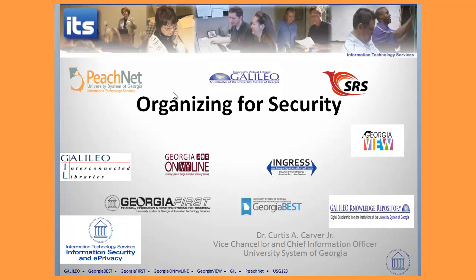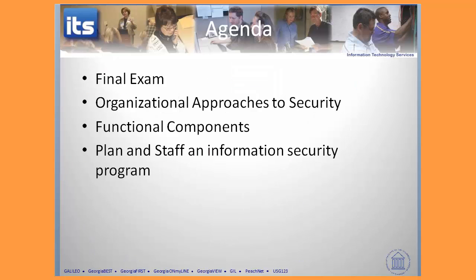And so we're now moving into Chapter 5. We're going to talk about how we build a security organization within a corporation, what the components are, and what the different models are that you can use for doing that. Here's the agenda in the overarching slideshow. I've already talked in a separate video about the final exam, and so in this video we're going to move forward and start looking at those organizational approaches to security within the organization.